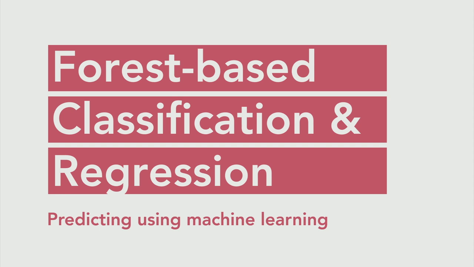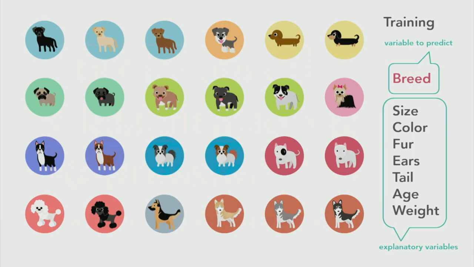So predicting using machine learning, how does this work? Well, for every model, we need to train our model. So let's take this as an example here. I would like to train a model that can predict dog breed. So in order to train my model, I have to give it a lot of examples so that it can learn how to predict dog breed.